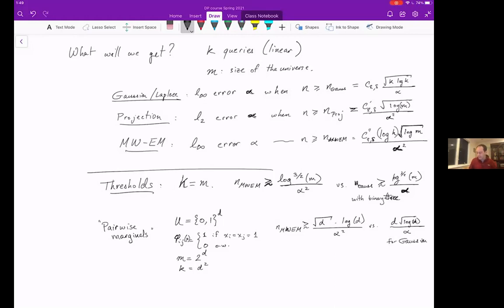So again, what we see is the MWEM mechanism is going to allow us to add much less noise. And in particular, this is going to give us an interesting way to exploit dependencies in these pairwise marginals that the Gaussian mechanism and indeed the factorization mechanism can't really take advantage of.